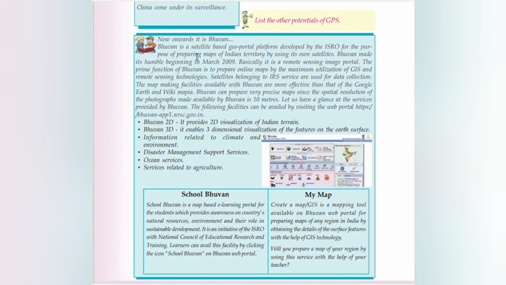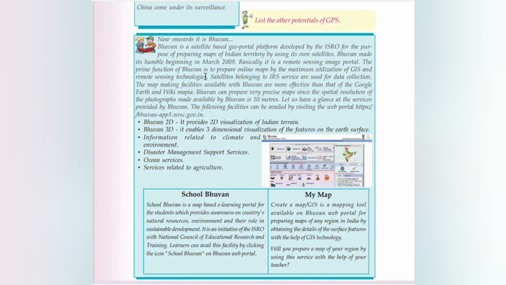Now onwards, it is Bhuvan. Bhuvan is a satellite-based geoportal platform developed by ISRO for the purpose of preparing maps of Indian territory by using its own satellites. Bhuvan made its humble beginning in March 2009. Basically, it is a remote sensing image portal.